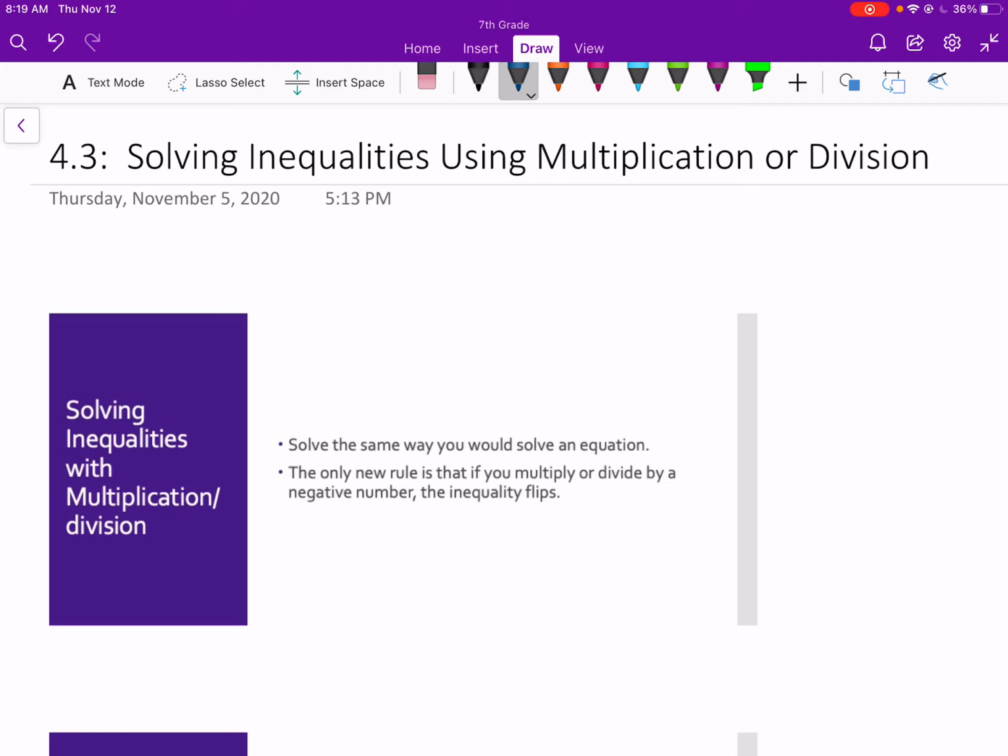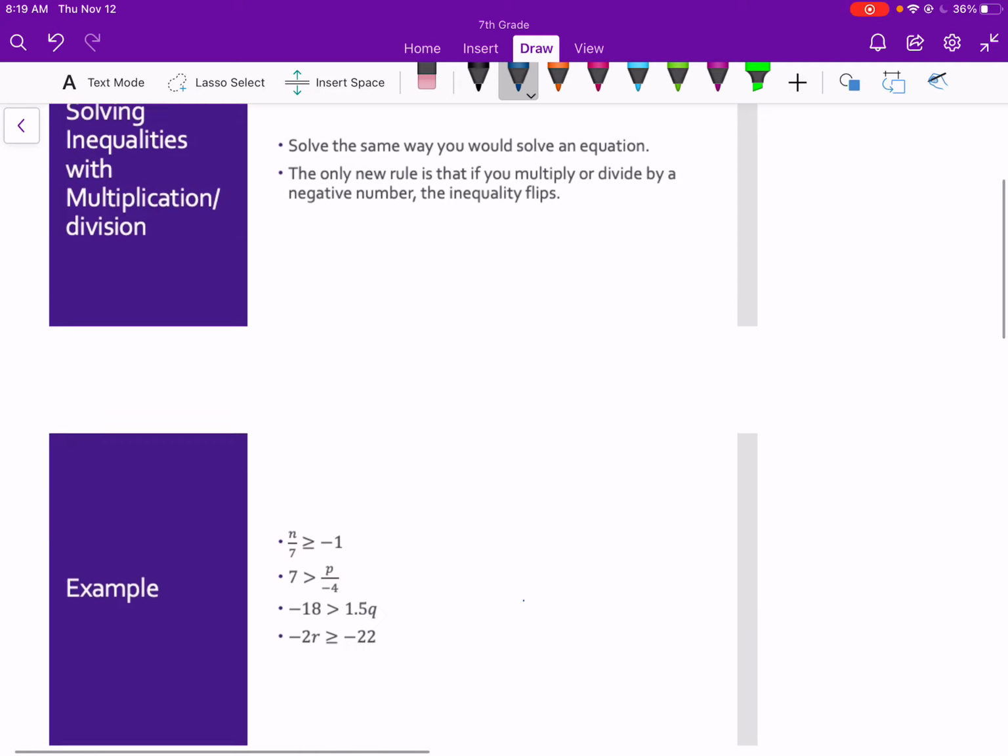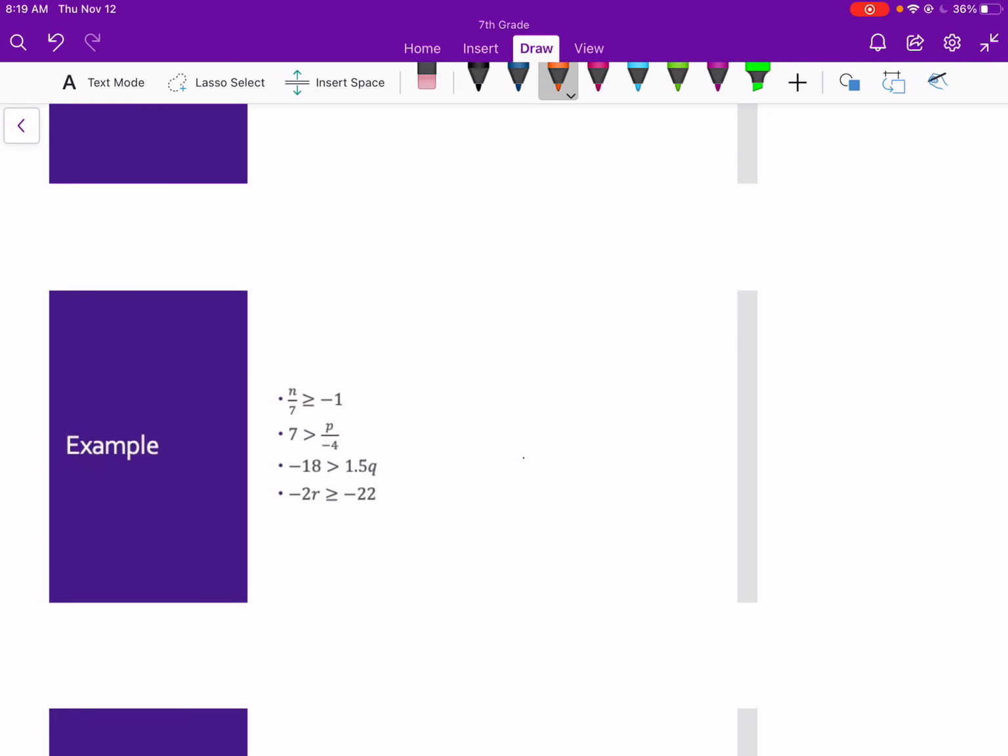This is section 4.3, solving inequalities using multiplication or division. So this is going to work the same way as when we were solving equations, but we're going to add a new rule. The only new rule is that if you multiply or divide by a negative number, then you're going to flip the inequality. So it's going to point the other direction. So let's take a look at what that's going to look like.